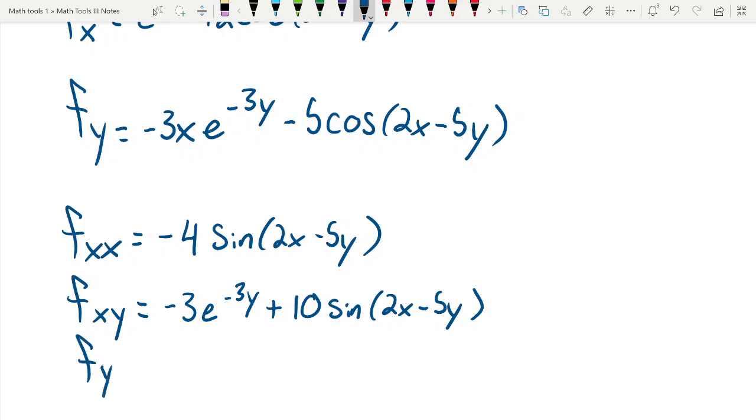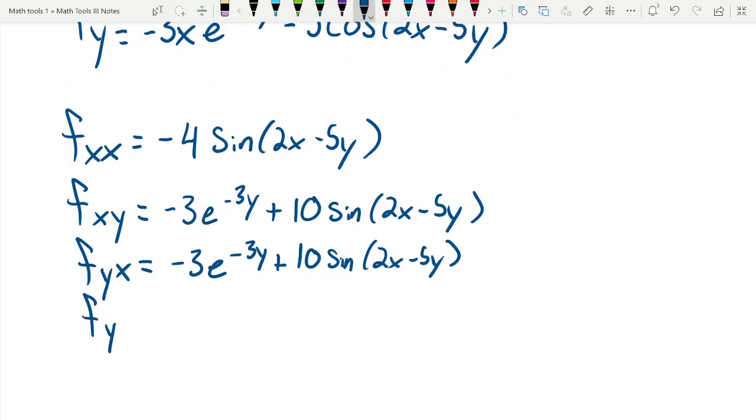We'll go ahead and do the other mixed partial derivative next, since it should be the same as this one, so we'll just put them right next to each other here. So the derivative of this with respect to x will indeed be negative 3e to the negative 3y. And then here, the chain rule will give us that 2. The cosine derivative will give us negative sine, so that'll cancel the negative out. So we're going to have plus 10 sine of 2x minus 5y. Okay.